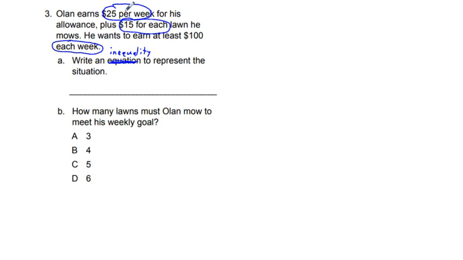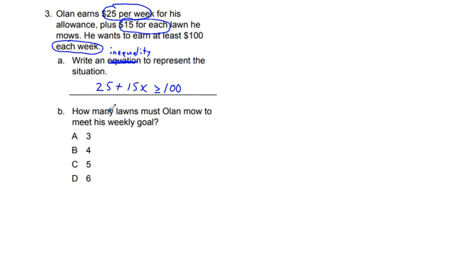And so your fixed number is this 25 for any given week, plus 15x is going to be greater than or equal to 100. And so that would be this inequality or an equivalent to it. A couple people put an equation instead of an inequality.